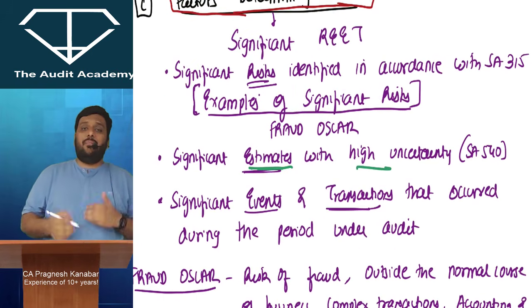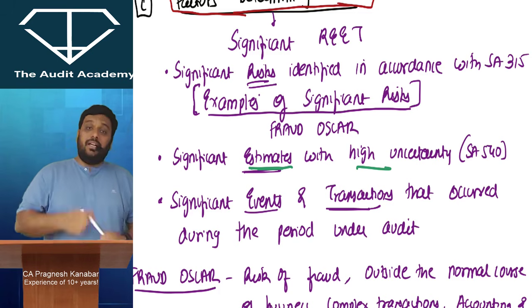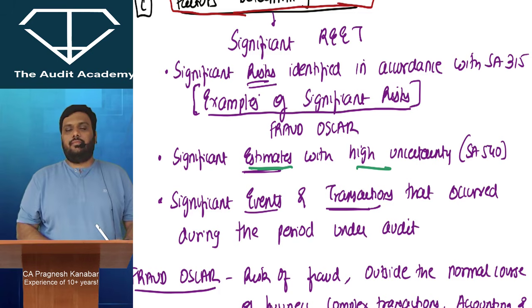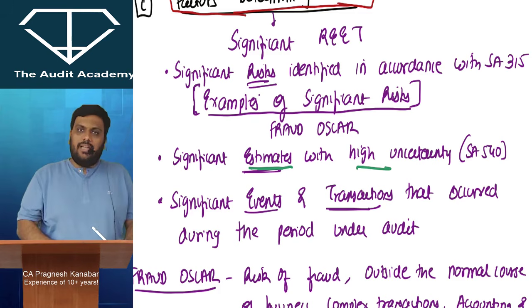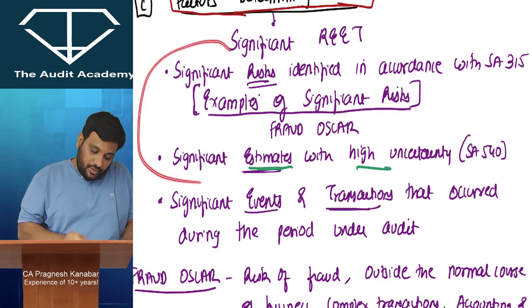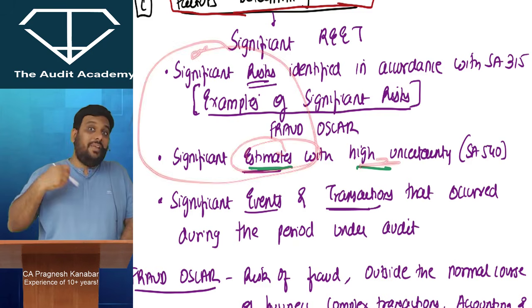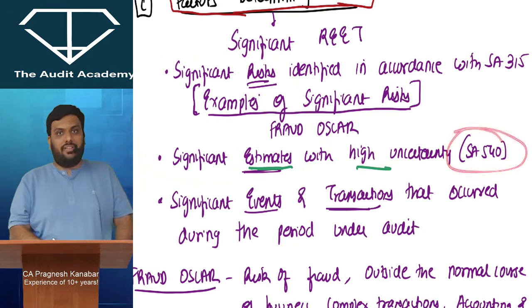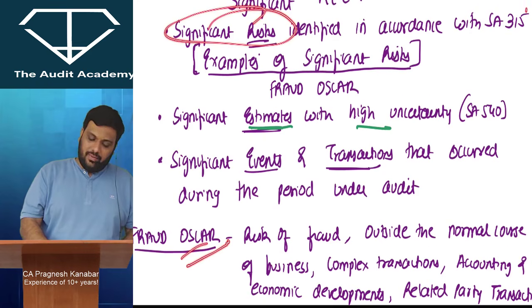Sir, can you give examples of significant events and transactions, maybe acquisition and stuff? All right, but listen to me very carefully. Significant events and transactions, they will give it to you in the question. Don't worry about it, that this is a significant event or transaction. These two things we will have to analyze. So significant estimates with high uncertainty, I made you feel that, but examples are also there in SA 540. And significant risk areas are the FOSCAR areas, which are there in SA 315.